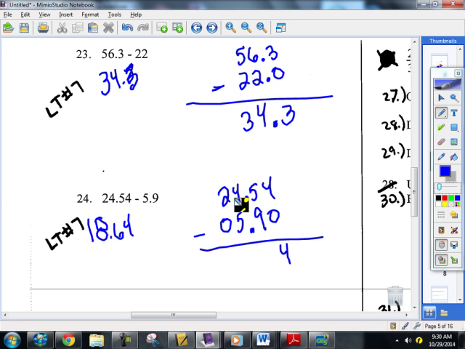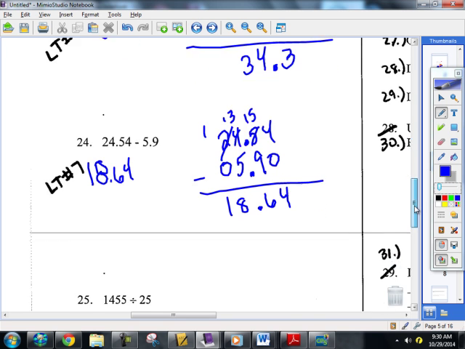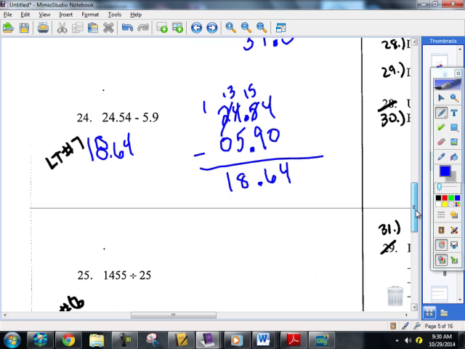4 minus 0 is 4. Now we've got to borrow a dollar bill turned into 10 dimes. And then add it to my 5 that I had. 15 minus 9 is 6. Bring the decimal straight down. Got to borrow a $10 bill. It's going to be 18.64. Copied it down. Everybody got it? 25.